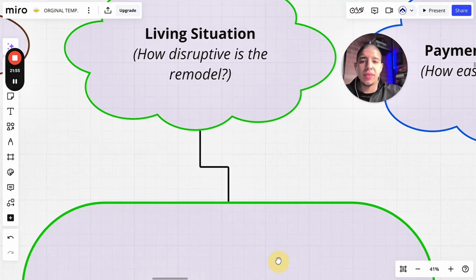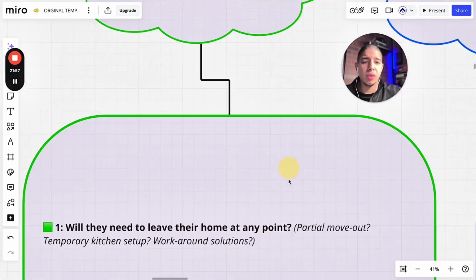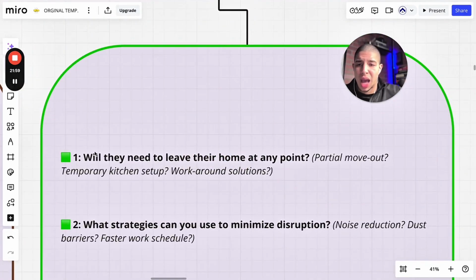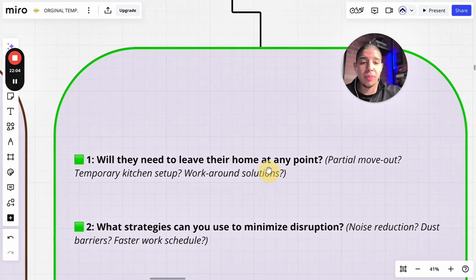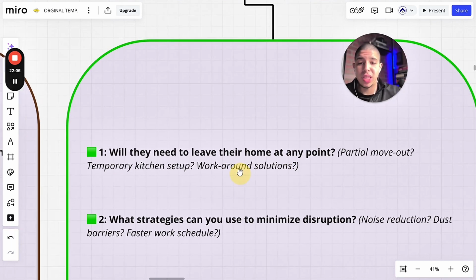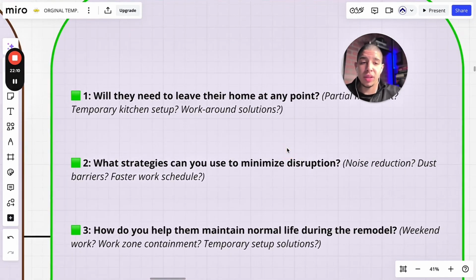Next thing, living situation. How disruptive is the remodel? A lot of people complain about this. How will they need to live in their home at any point? Is it going to be a partial move out, temporary kitchen setup, workaround solutions? This is very key. Nobody wants to feel like they're living with the people working on their house.